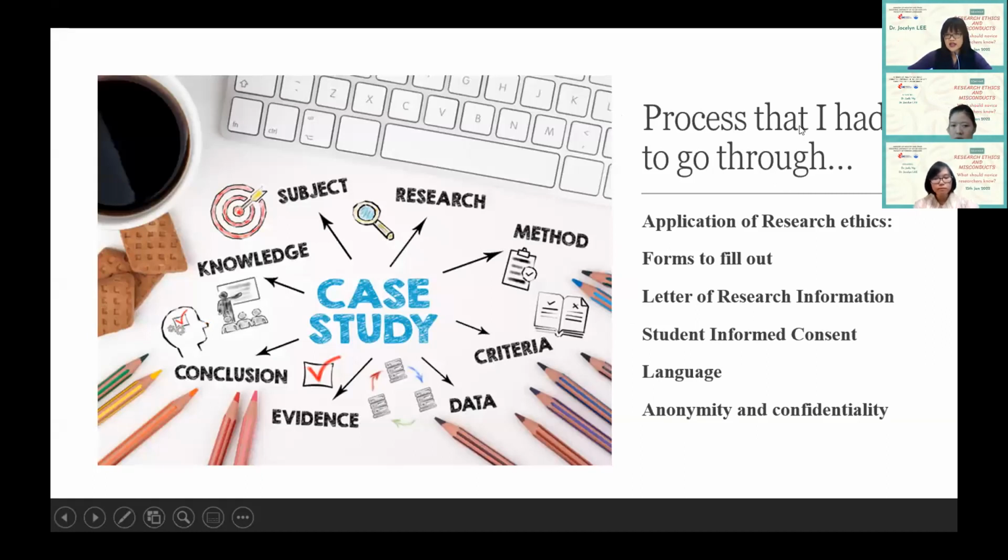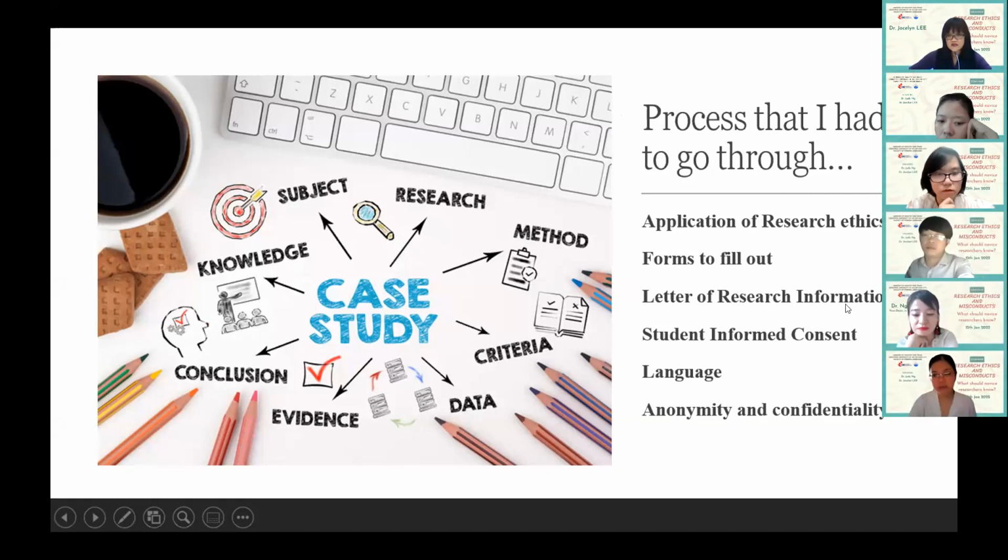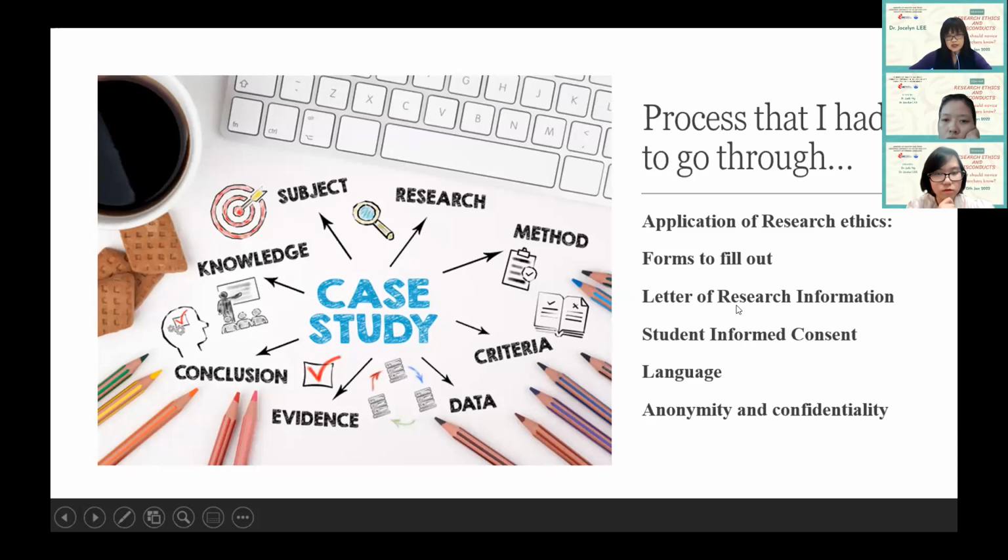Then the process that I had to go through: application of research ethics, there were forms to fill out. I had to construct the letter of research information. What is this for? This one is for your participants, for the subjects. What does it involve? How are you going to conduct the research? So I had this done. What are the risks, the harm? Where do I publish? All this stuff that we mentioned earlier on, right? You inform them, you tell them what it is.